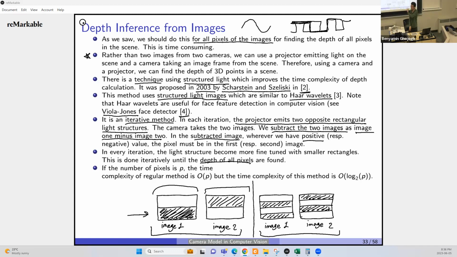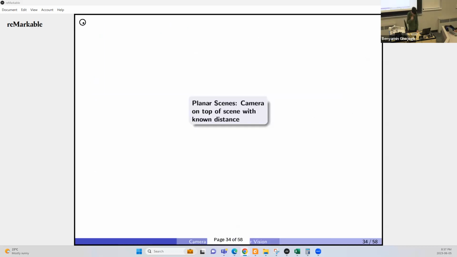I haven't explained the details of this method. You can take a look at the paper. I'm just introducing it to you, okay? And you will see that as it is dividing the image with the structured light structures, its time complexity is O of log P, if P is the number of pixels. But the previous method was O of P. You can see it has improved a lot. So using this technique, you can find the depth of the whole scene.